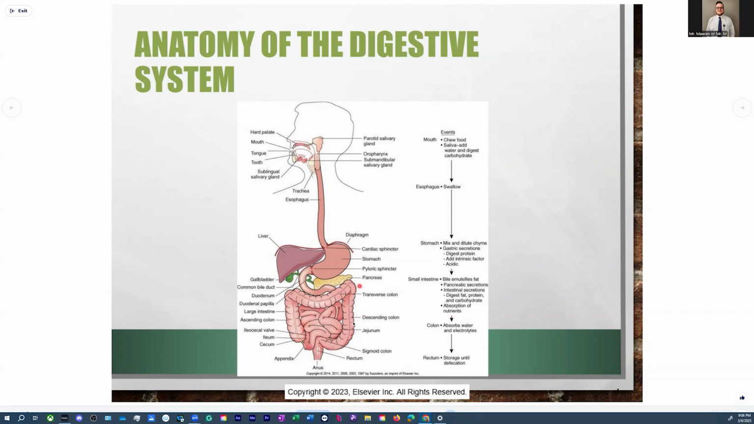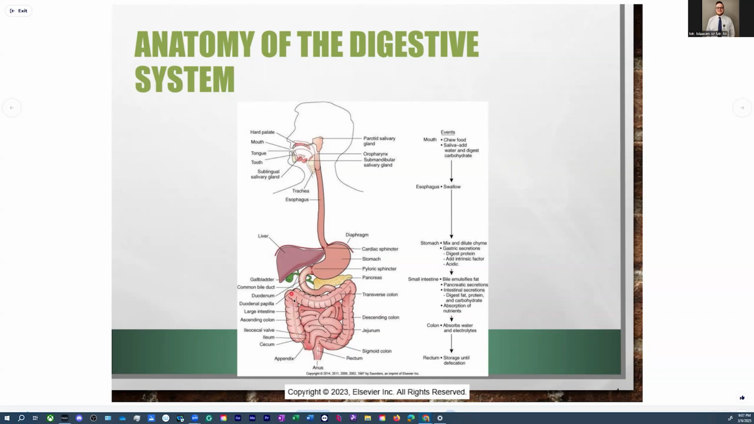So the large intestine, when we're here, is also broken down into several parts. You have the cecum, which is the first part of the large intestine. It also has a little pigtail called the appendix, which is not a useless part of our intestine. It actually houses a lot of white blood cells and is part of our lymphatic system.